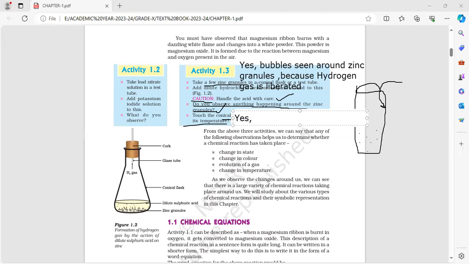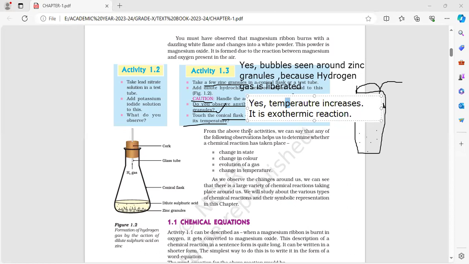Temperature, or you feel warm. Why do we feel warm? Because temperature increases. So in any chemical reaction, if temperature increases or heat comes out of it, what type of reaction is it? You may also remember that it is an exothermic reaction. Okay, clear. So these are the answers for these two questions.